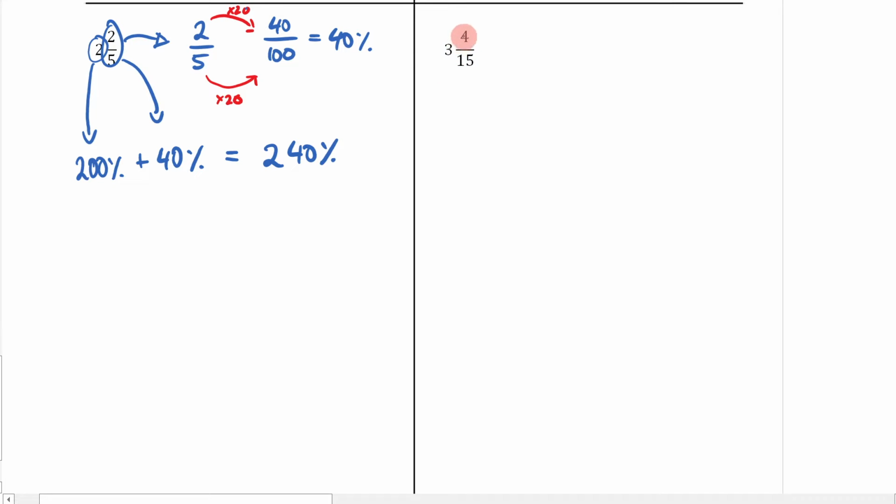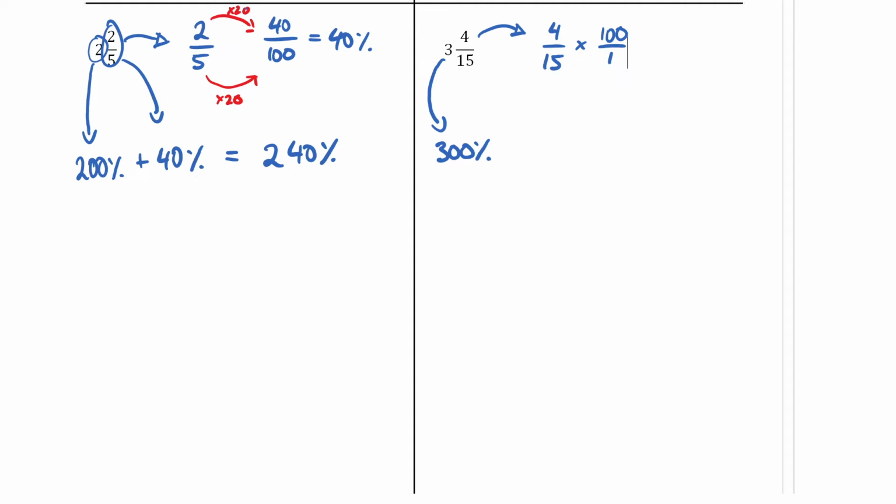Here we've got 3, 4, and 15. So again, this 3 is telling me that's 300%. And now I just need to figure out what this 4 on 15 is telling me. All right, well, this 4 on 15, can I turn 15 into 100? No, I cannot. So that means I have to times it by 100 over 1, and then I have to simplify. I can simplify this 15 and 100 by dividing them both by 5. This will become 3. This will become 20.